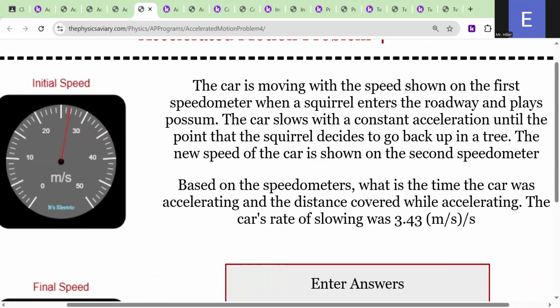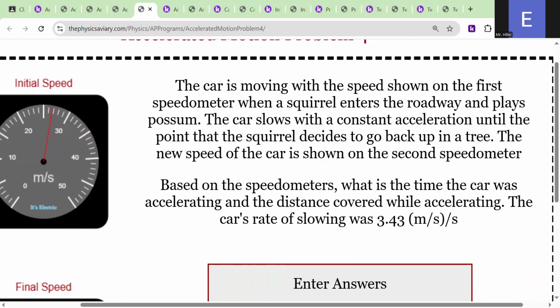Now, in this problem, it says a car is moving with a speed shown on the first speedometer, the initial speed, when a squirrel enters the roadway and plays possum, meaning plays dead. The car slows down with a constant acceleration until the point where the squirrel decides to go back up the tree. The new speed of the car is now shown with the second speedometer. In other words, what you slow down to.